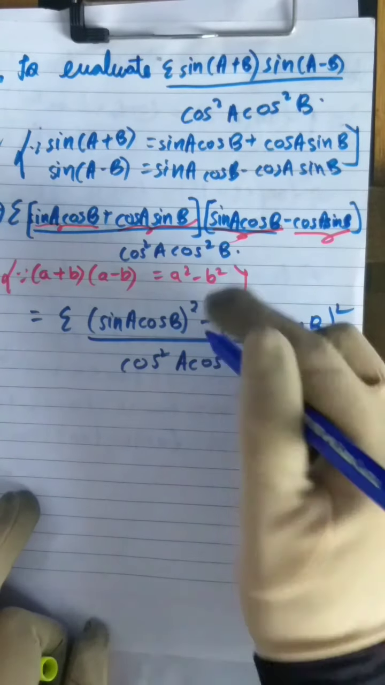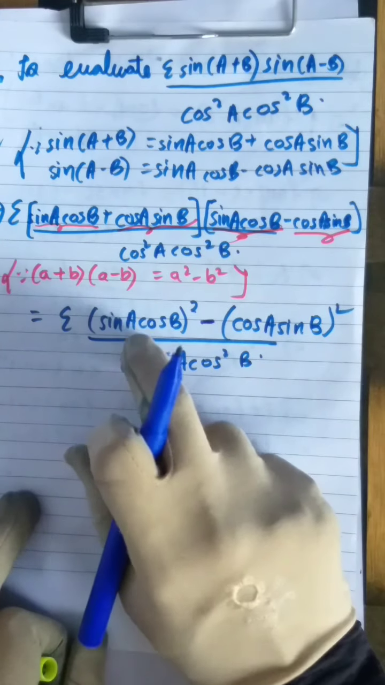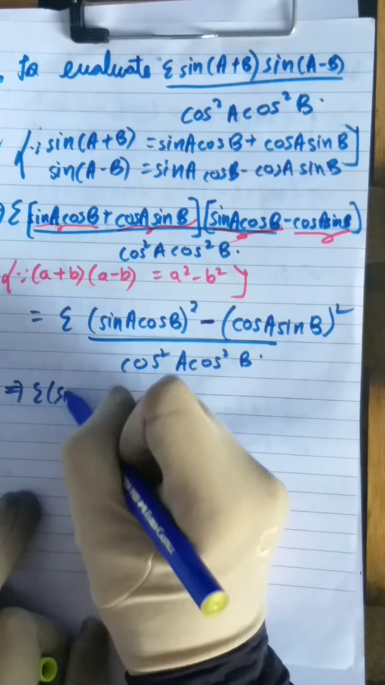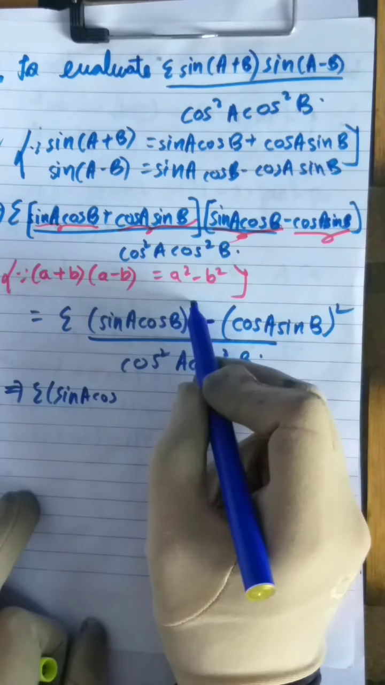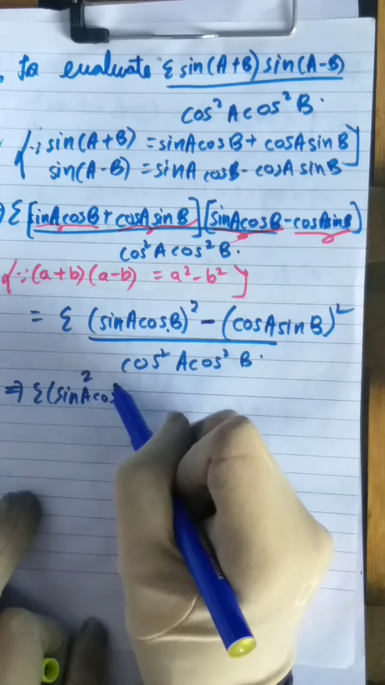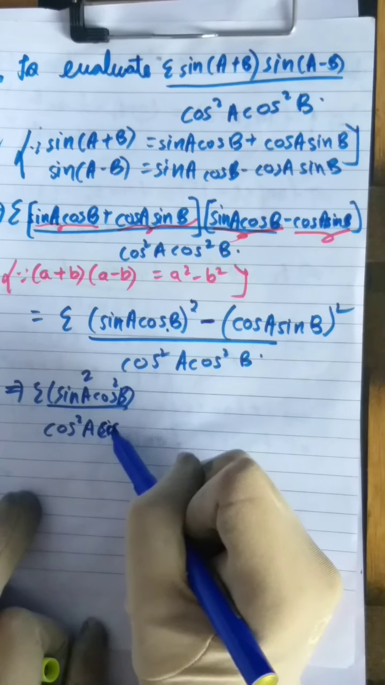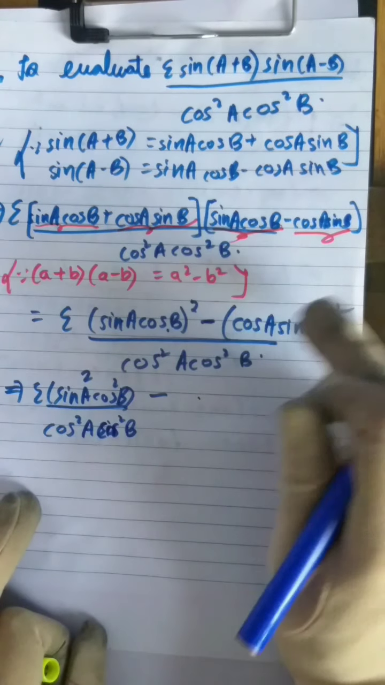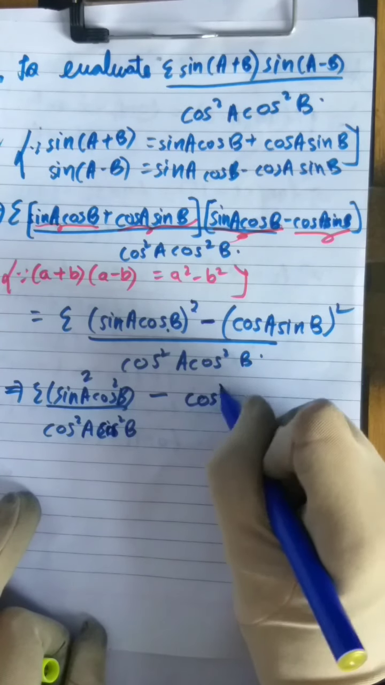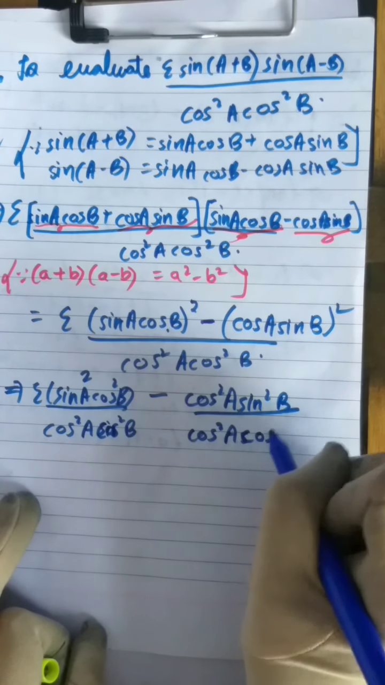Now if you carefully observe this, in between both of them we have a minus sign. So we can say this denominator cos square A into cos square B belongs to this (sin A cos B) whole square, and it also belongs to (cos A sin B) whole square. So we'll write separately sigma. Since this is a whole square, the square belongs to sin A as well as to cos B. So sin square A into cos square B, whole divided by cos square A into cos square B, minus, similarly, this square belongs to cos A as well as to sin B, because it is whole square and it is multiplication. So cos square A into sin square B by cos square A into cos square B.